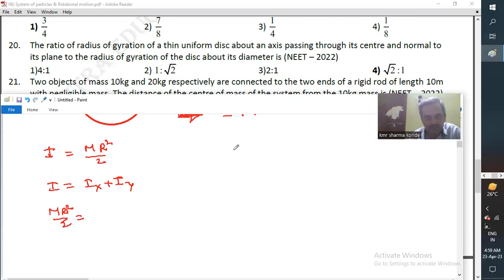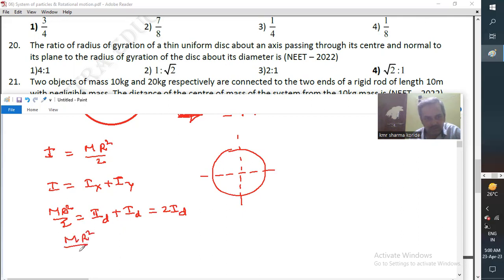So I is going to be MR square by 2. If you draw the circle, along the x-axis you can take one diameter, and along the y-axis you can take the other diameter. Therefore, Ix can be written as about the x-axis diameter, and Iy about the y-axis diameter. So this is 2 Id. So the moment of inertia of the disc about an axis passing through the diameter is MR square by 4, equal to Id.